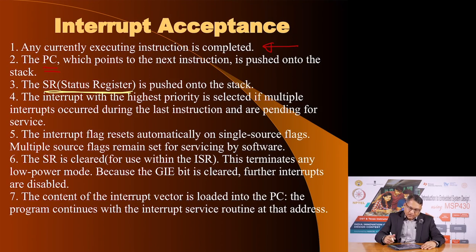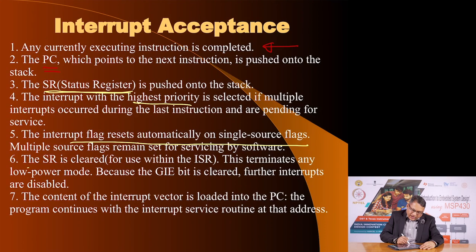Now, if multiple interrupts have happened, it would prioritize and give the highest priority to the higher priority interrupt and execute the subroutine related to that interrupt. The interrupt flag resets automatically on single source flags, meaning if there is a source of interrupt which is not shared with other resources, the moment the interrupt is recognized, it will reset this flag. So that next time another event happens on that resource, it can be captured.